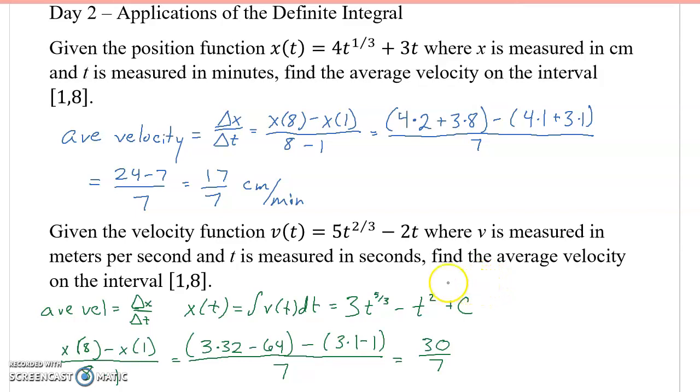The position is measured in meters because our velocity was measured in meters per second, so this is meters on the top, and our time is measured in seconds, so we're back to meters per second again.